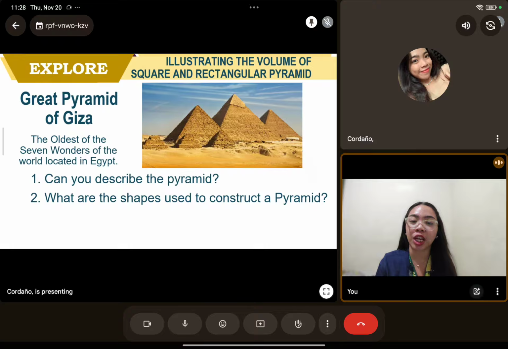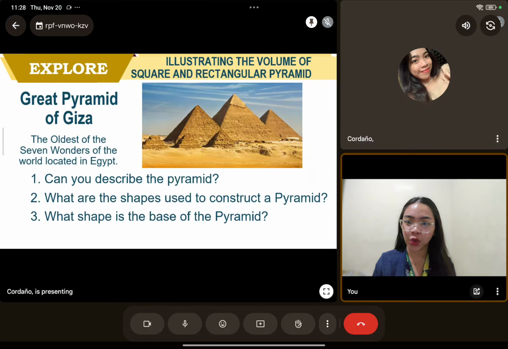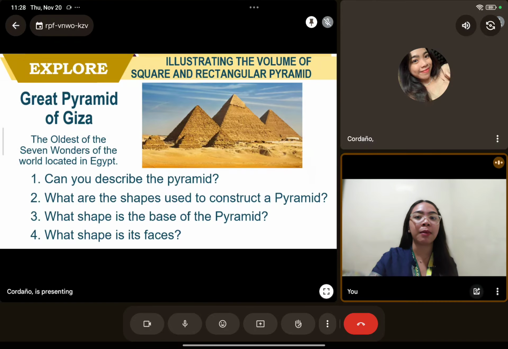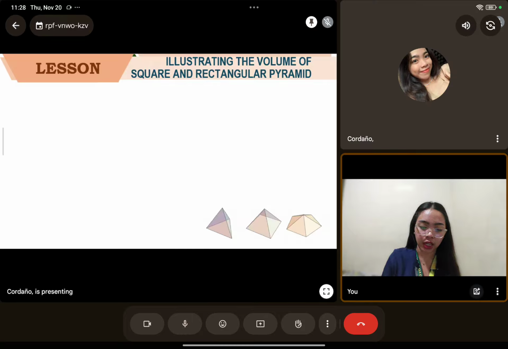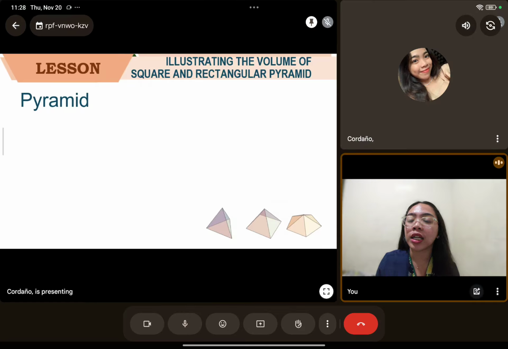Okay. What are the shapes used to construct a pyramid? So, ayun, nasabi ko na, triangle, and depende pa rin yun dun sa base nila if it is a square or rectangular. So, what shape is the base of the pyramid? So, I think ito, ano siya? Square. No? Okay. Yung nasa baba, it might be a rectangular. So, what shape is its faces? So, ayan. As you can see, it is a triangle. Okay. So, we will now go to our lesson.